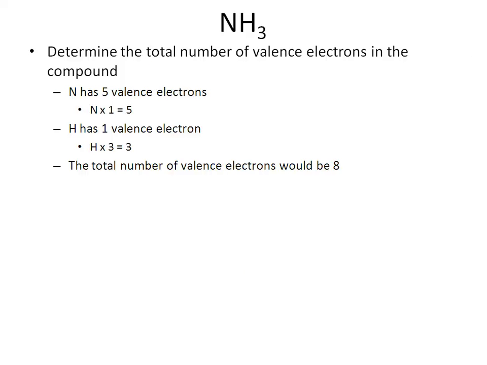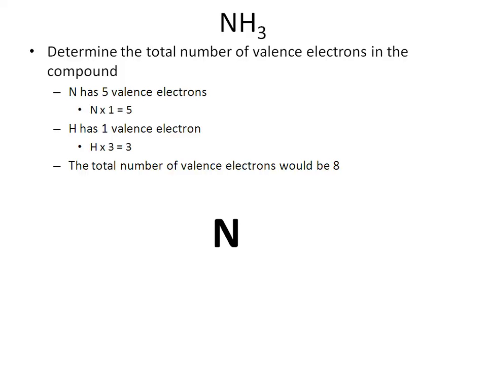Another example would be determining the total number of valence electrons for NH3. So again, H's won't be in the center. Nitrogen is in group 5 from the periodic table, so it has 5 valence electrons. Hydrogen has 1 valence electron, and there's 3 total. So again, we're going to look for 8 total valence electrons. It won't always be 8, but we're going to start off with these simple examples.